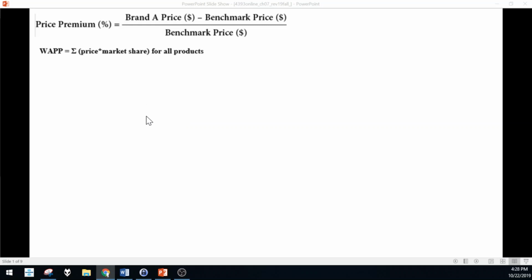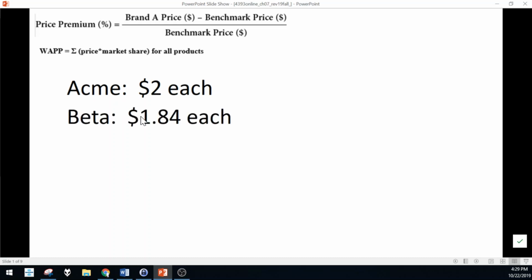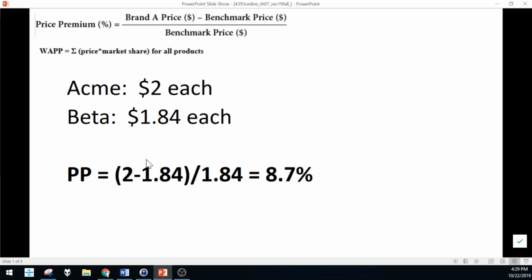So let's assume that you're working for Acme, and Acme sells bricks. You know that Acme sells bricks for $2 each. I don't know if that reflects reality. I have no idea how much a brick costs. Your closest competitor is Beta, and you know from a little bit of research that their bricks sell for $1.84, so yours are clearly more expensive. So the question is, what is your price premium? Using the formula you see above, basically it comes to 8.7%. So you have an 8.7% price premium over Beta.